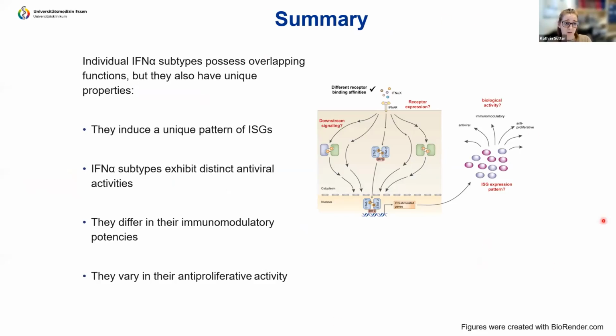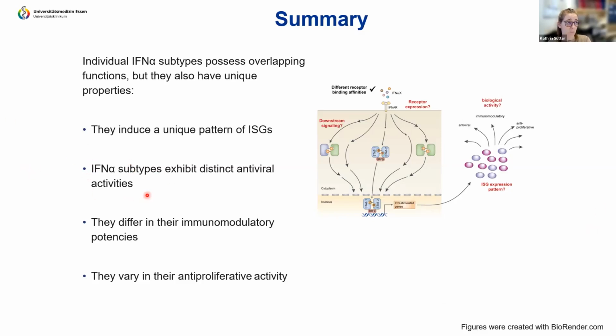And I showed you this slide, and they can induce a new unique pattern of ISGs. That's something we especially saw in SARS-CoV-2 infection, which I showed you a little bit, but we have also seen that in HPV infection, like in GBP5, which was only expressed by alpha-14, but not by alpha-2. They have very distinct antiviral activities.